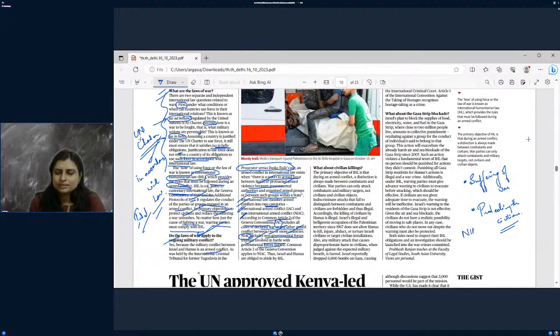So your NIAC involves non-governmental forces, that is your Hamas, in conflict with government forces of who? Israel. Common Article 3 of the Geneva Convention applies to non-international armed conflict. Thus, Israel and Hamas are obliged to abide by the IHL, that is your international humanitarian laws.